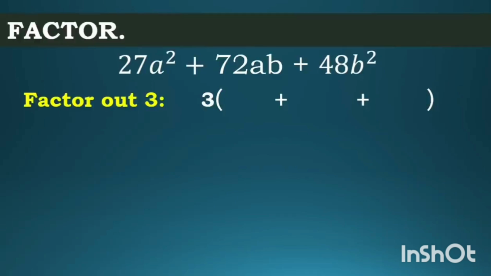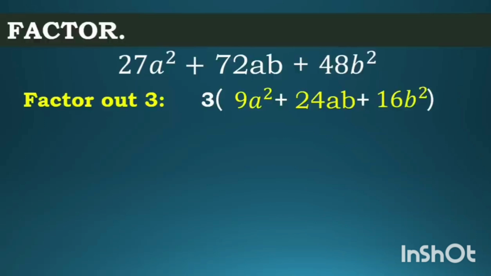Okay? So pag sinabi natin factor out, you need to look for the GCF. So since ang GCF nito ay 3, so ipa-factor out natin siya. Anong i-multiply mo sa 3 to get 27a squared? That is 9a squared. Okay? And then, ano i-multiply mo sa 3 to get 72ab? So that is 24ab. What will you multiply to 3 to get 48b squared? That is 16b squared. Okay?